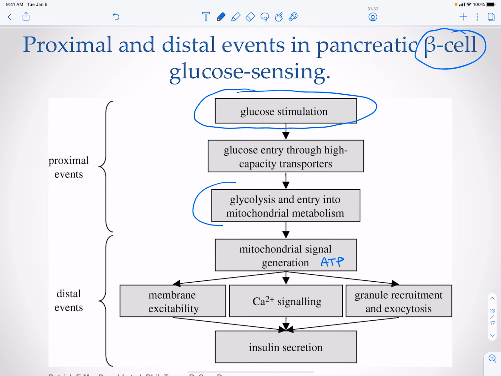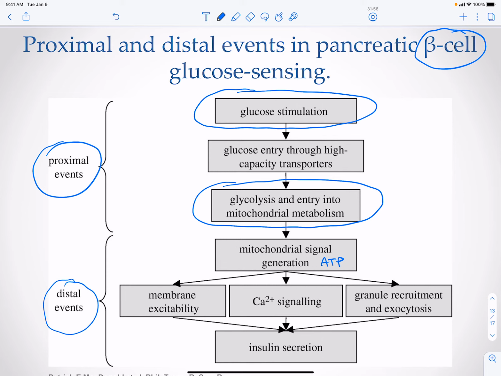And so glycolysis, entry into mitochondria metabolism, these are all referred to as the proximal events. And so this is sort of what every cell does when it picks up glucose. It's going to break glucose down into the glycolysis pathway, then go into the mitochondria and do oxidative phosphorylation and generate ATP. Now the distal events are what actually lead to insulin secretion.